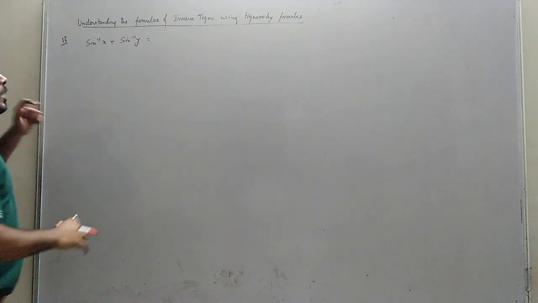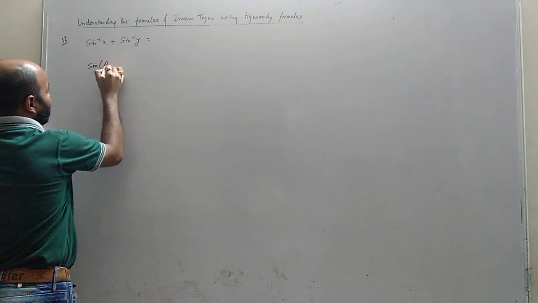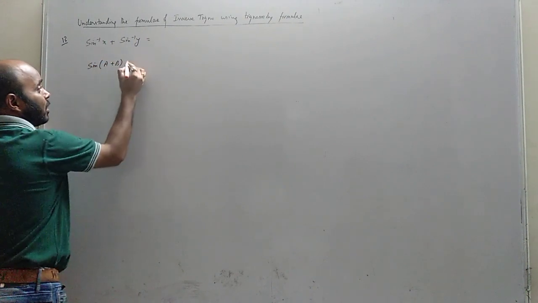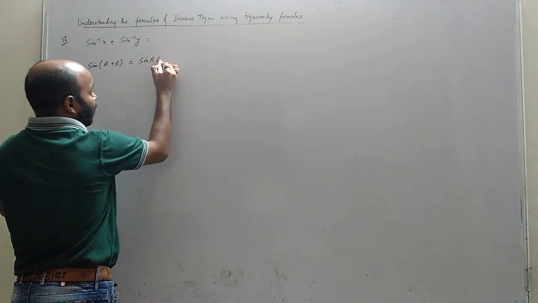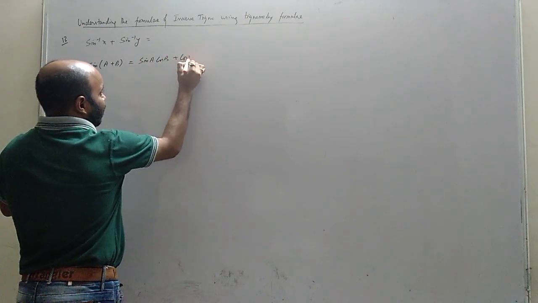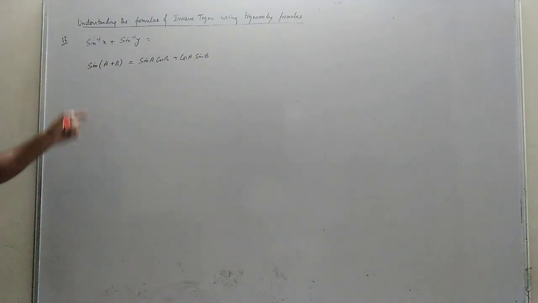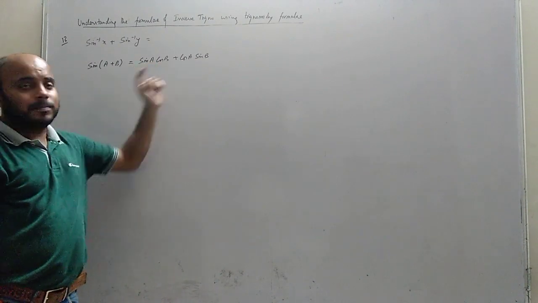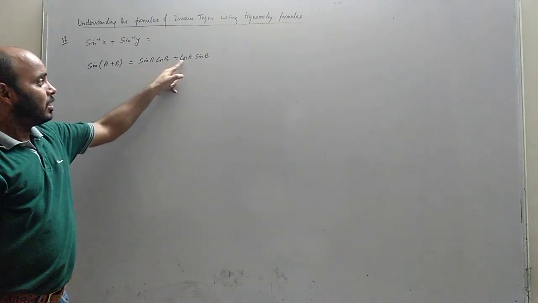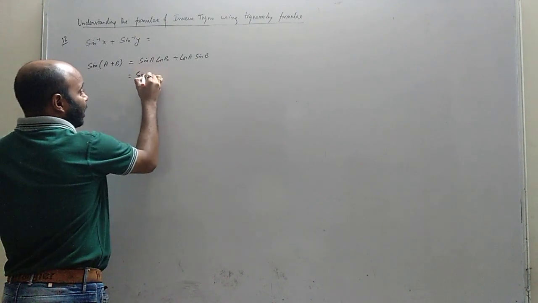But what do I know? For sin inverse x plus sin inverse y, which trigonometric formula will it be? Sin of a plus b. What is the formula of sin of a plus b? Sin a cos b plus cos a sin b. This much I know. Now to convert this into inverse, we need everything in terms of sine, but we have cos here. So our job is to convert this into sine. Then only can I convert it into inverse.